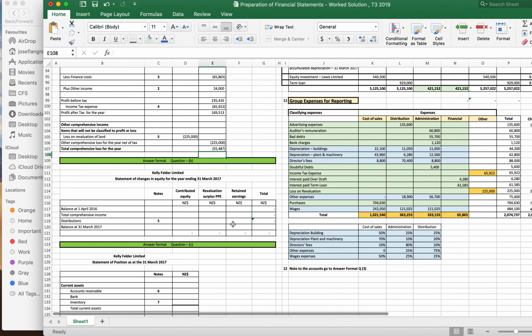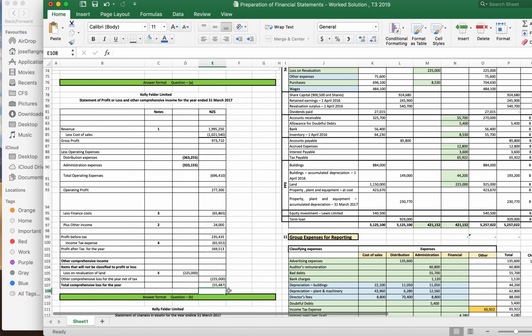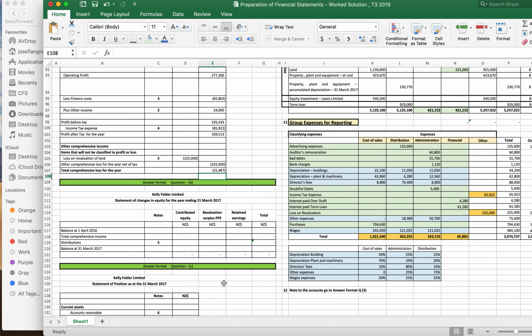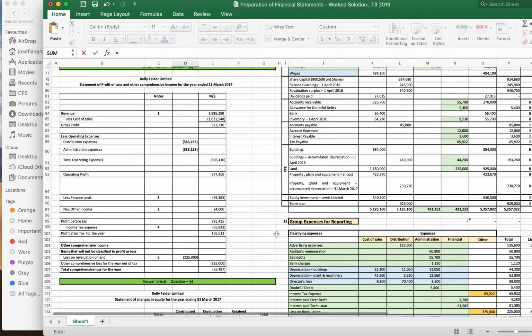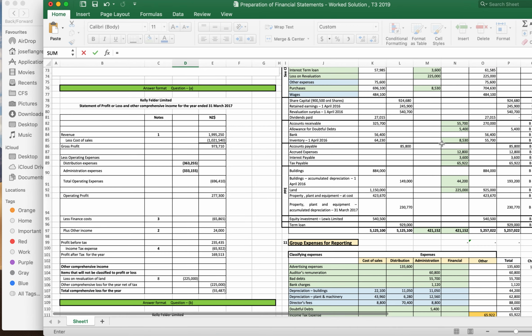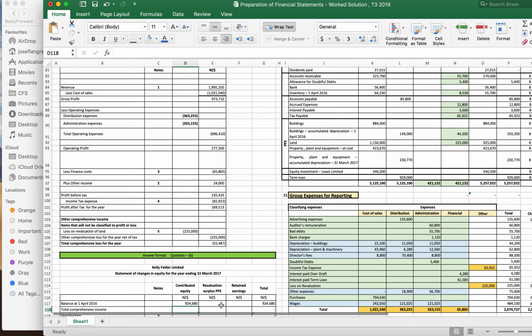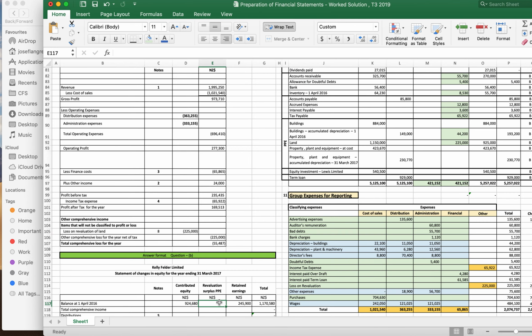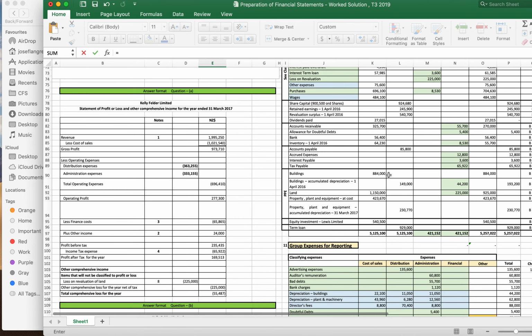Next thing is the statement of equity. Alright, so what we need to do is say what it was at the beginning. Contributed equity is, there's the equity accounts here, is that. The retained earnings is that. The revaluation reserve is that.